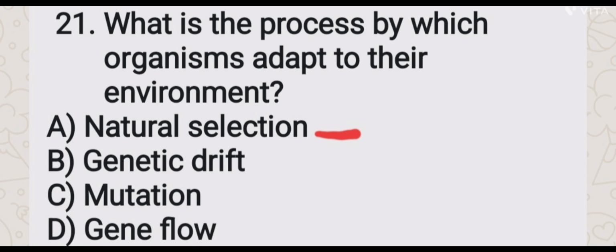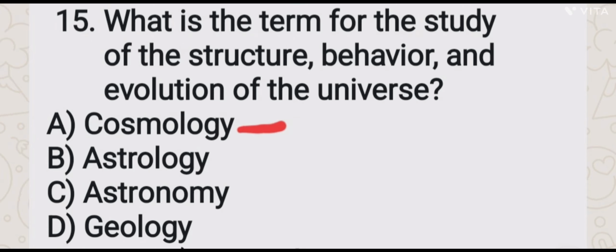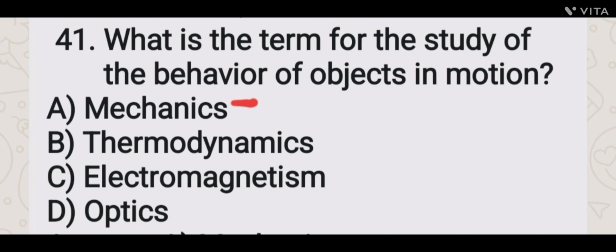What is the process by which organisms adapt to their environment? Option A. Natural selection. What is the term for the study of the structure, behavior, and evolution of the universe? Option A. Cosmology. What is the term for the study of the behavior of object in motion? Option A. Mechanics.